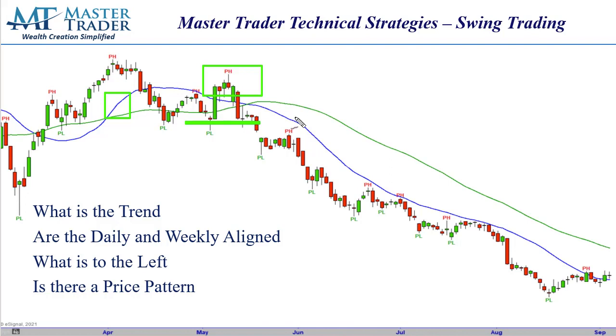Now we have a clear example of a short bias. 20 is under the 50 and they're both pointing down. Now, minor support. Turning point. Sell short. Now, it didn't collapse, but swing trading requires holding on for a little bit of time at times.